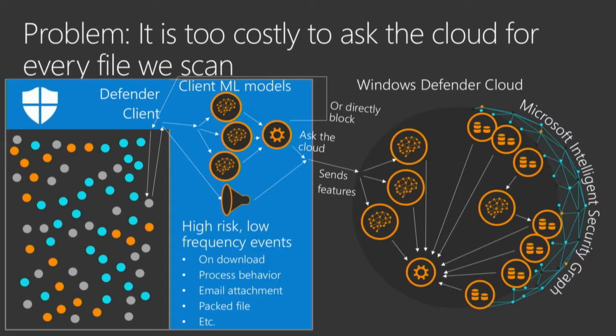We also do this for any high-risk, low-frequency events. So anytime a file is downloaded from the web, any email attachments, or any scenario like that, or we have any reason to think it's suspicious, like it's packed or obfuscated, we'll always ask the cloud for a machine learning decision. So our Windows Defender Cloud handles about 4 million machine learning classifications a day, 4 million queries a day. And it's a very large number of classifications that we do.